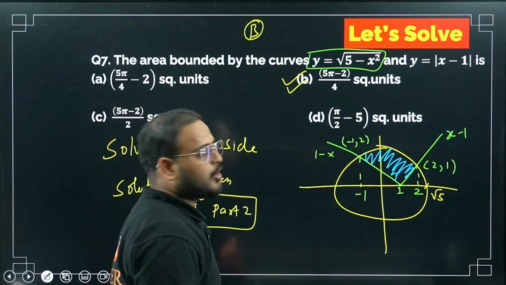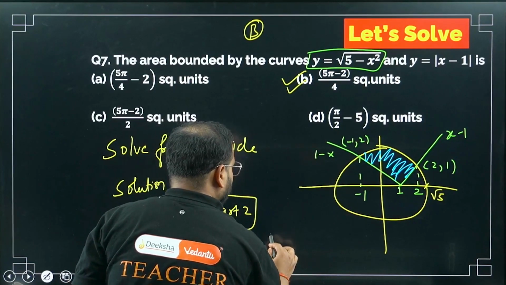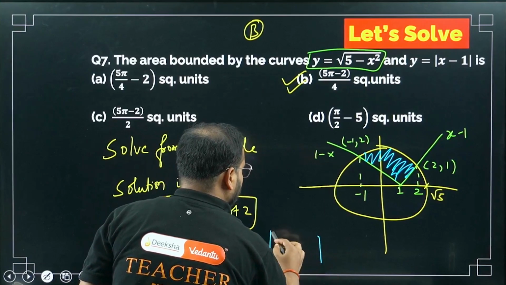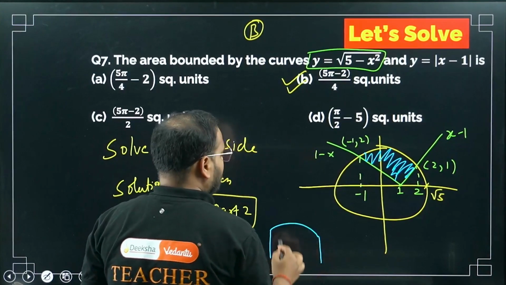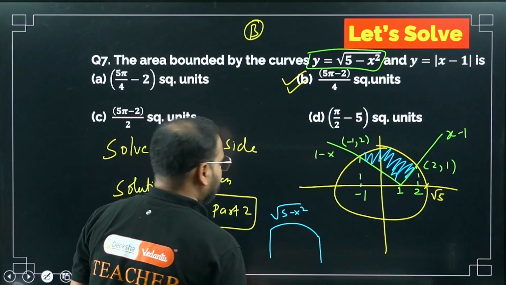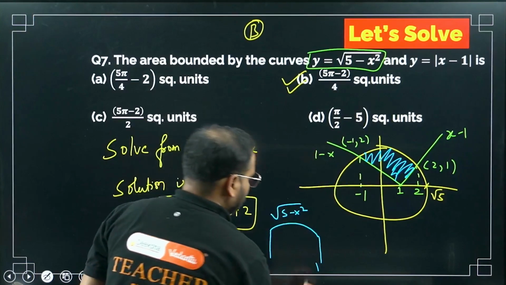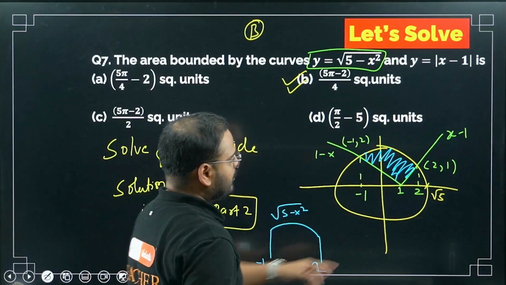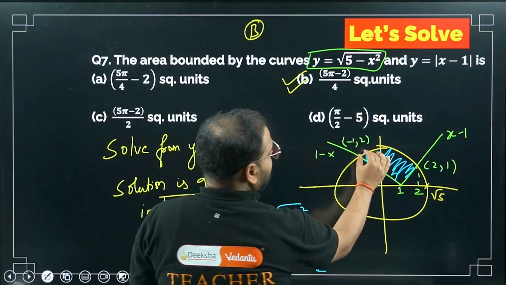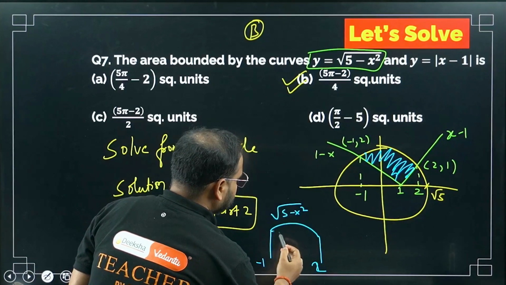To find this region, what are you going to do? Take the area under this curve. I'll show you in the figure also. Find this value. The circle is root of 5 minus x square. Integrate this from where to where? Minus 1 to 1. Not 1, 2. I'm talking about this boundary, from here to here. That's what's written over here. So find this area.